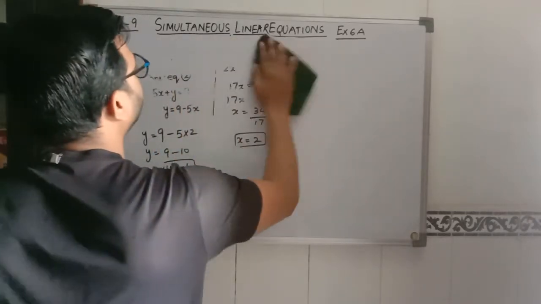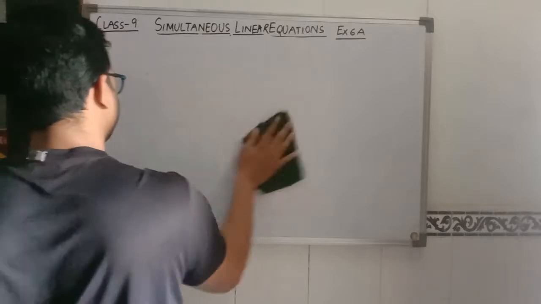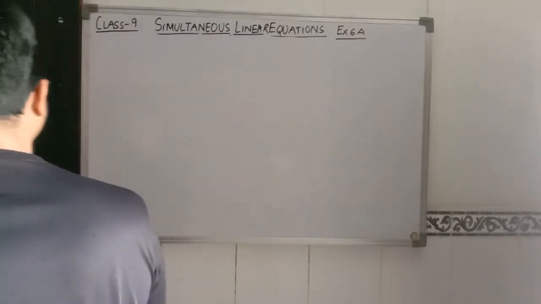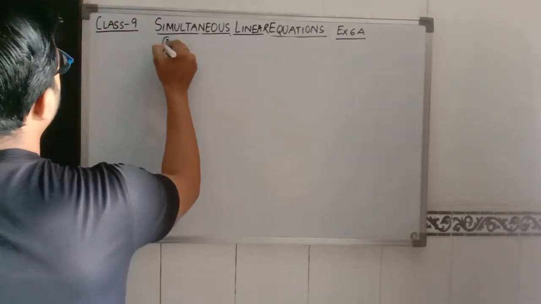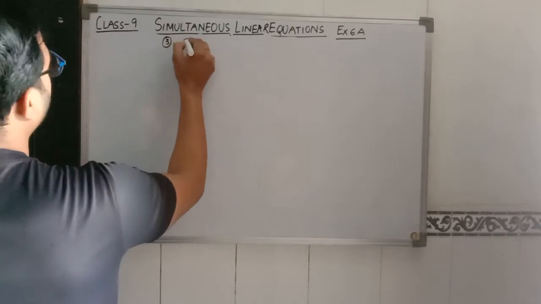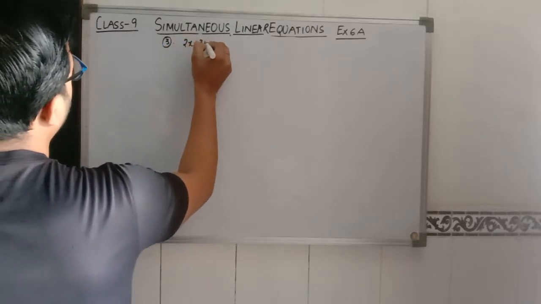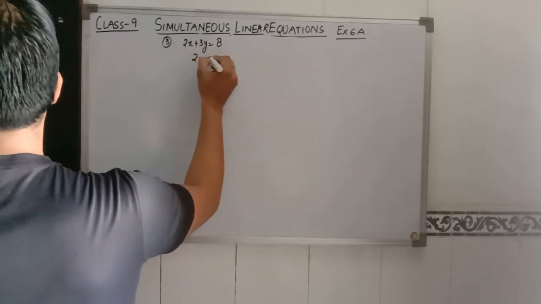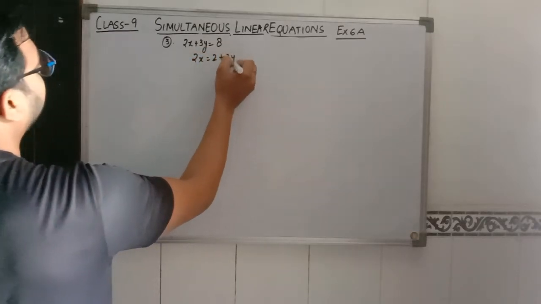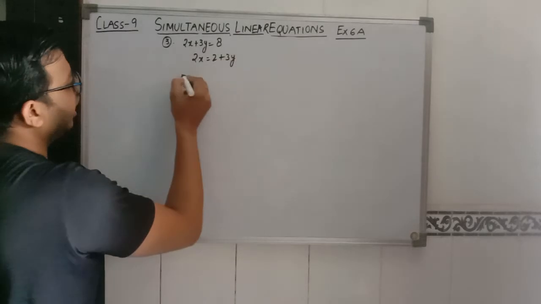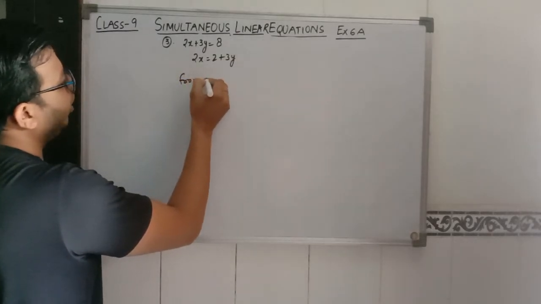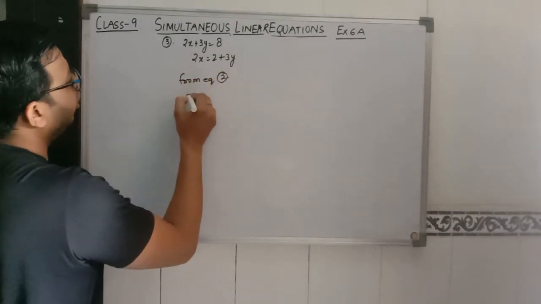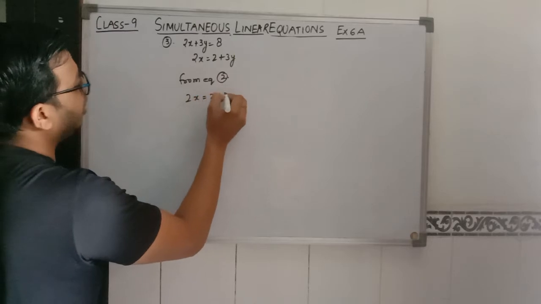Now proceeding further, we are coming to the next question, question number 3. Question number 3 is saying 2x plus 3y is equal to 8. That is the first equation. 2x is equal to 2 plus 3y. That is the second equation. So again, from equation 2, equation 2 is given: 2x is equal to 2 plus 3y.